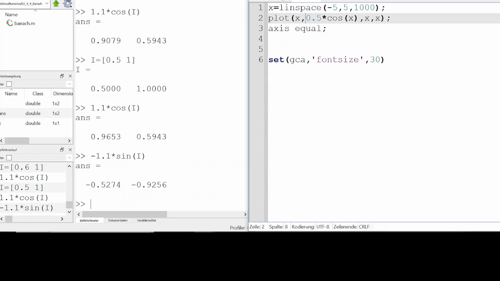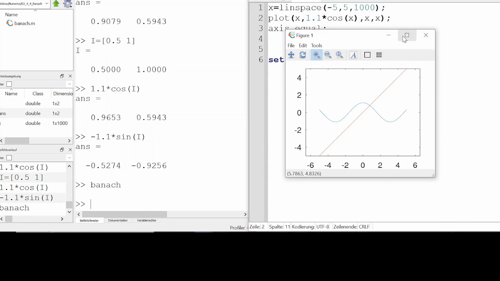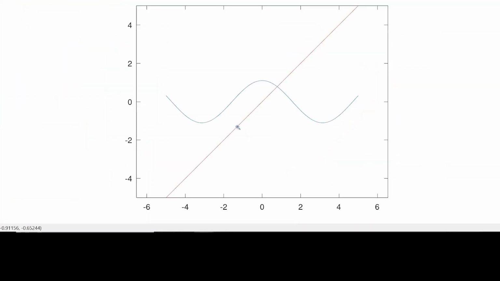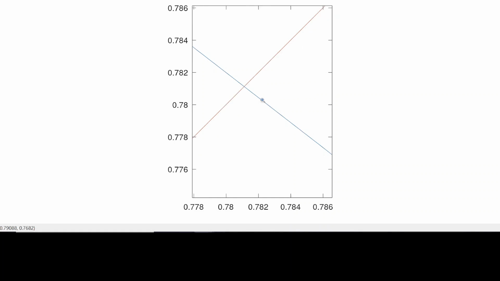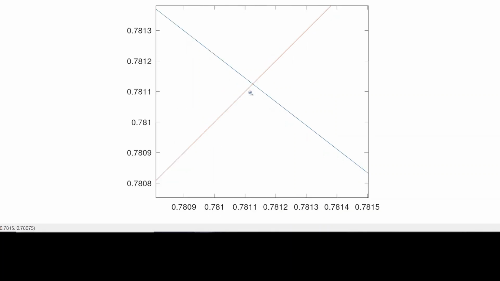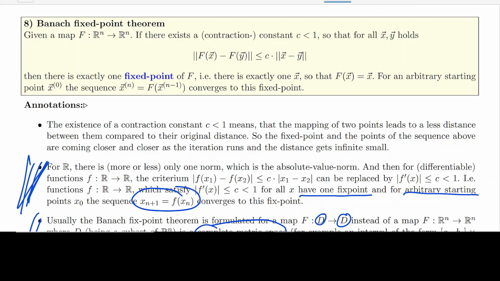Okay, let's check that here. 1.1, instead run that, and here we have the plot, and there is exactly one fixed point in this interval, and this fixed point is 0.7811. So let's go back to our script.